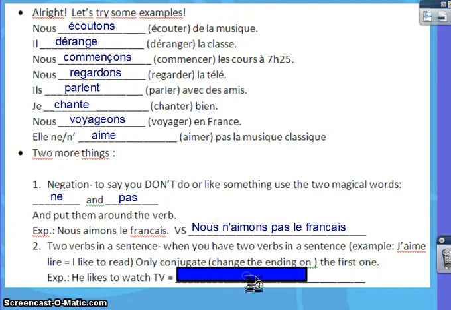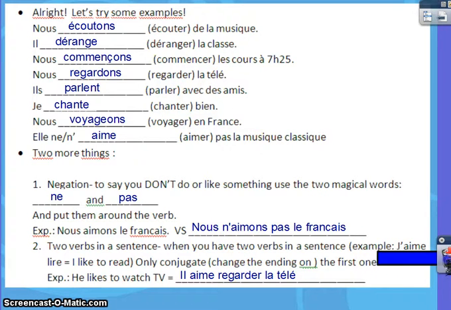If you happen to have two verbs in a sentence, such as I like to read, like and to read, both being verbs, then you only change the ending on the first verb that's in the sentence. And that would be, in this case, he likes to watch TV. You don't have to drop the ER and add the E on both aimer and regarder. You only change the first one. But again, those are things we've talked about earlier in the year. So come ready to work with those nous forms of GER and CER verbs next class.